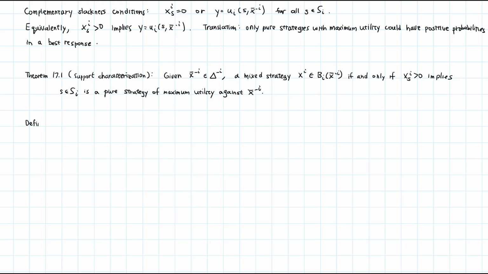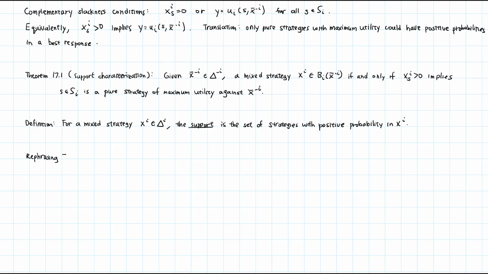There is a definition related to this. For a mixed strategy x_i, the support is the set of strategies with positive probability in x_i. So we can now rephrase support characterization as follows. x_i is in the best response function if and only if the support of x_i are strategies with maximum utility.